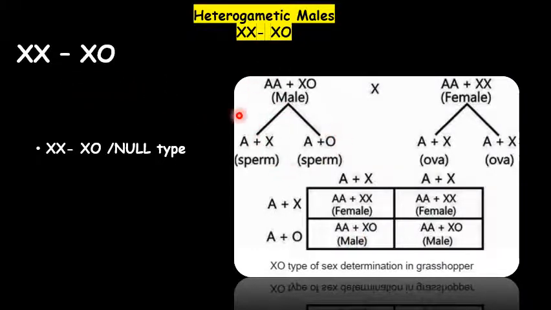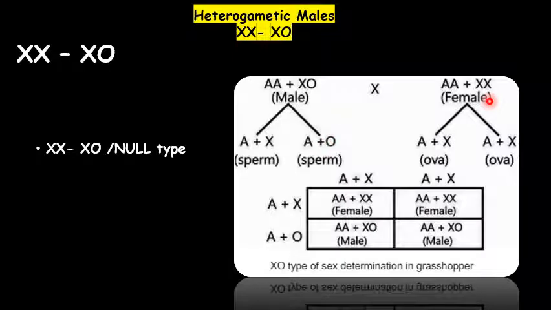Here the males are heterogametic, which means they will only contain one X chromosome, and there won't be any other chromosome inside the male sperms, which is otherwise called O or null type. So when the sperms are produced, half of the sperm cells will contain an X chromosome and half of them will not contain any X chromosome. Hence we put 0 here.